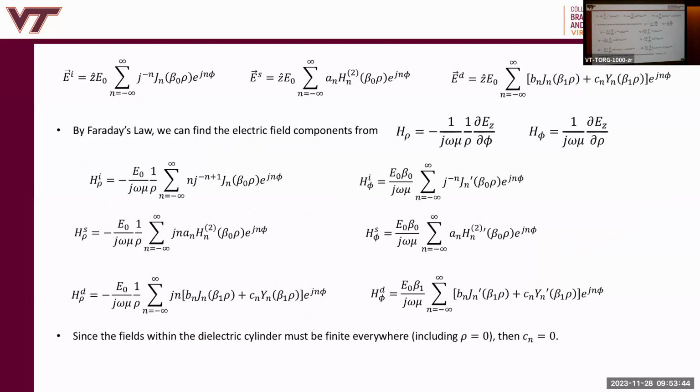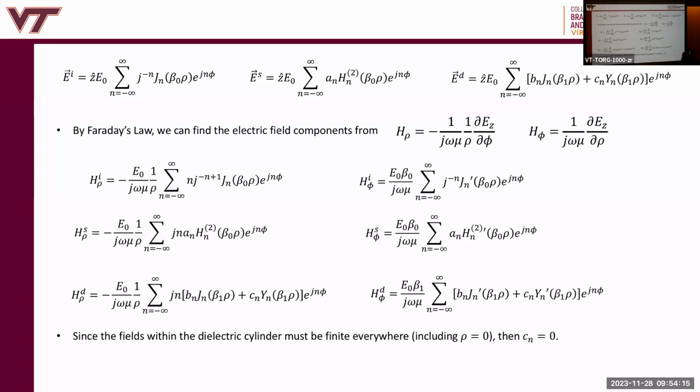Okay. So I've repeated the expansions here at the top of the slide. Now we use Faraday's law to find the magnetic field components. These are the expressions. We have only an Ez. We need to find H rho and H phi. We do the differentiations. We get very similar expressions as we did for the dielectric cylinder. So we end up with Jn prime, Hn2 prime, Jn prime, Yn prime, and we have n times j coming down, Jn, Jn. Very good. Of course the coefficients are different.